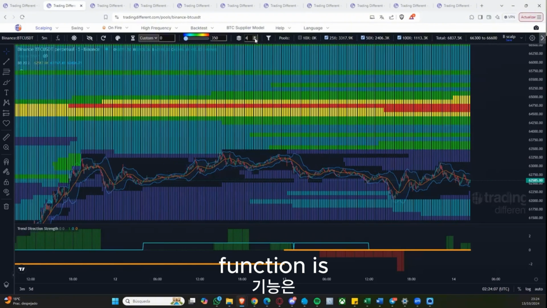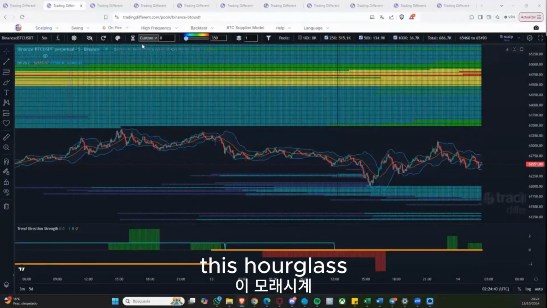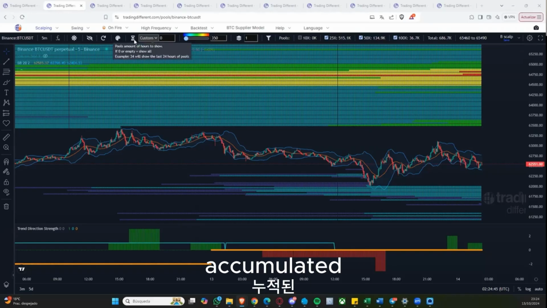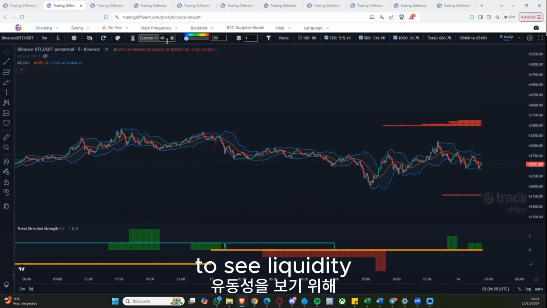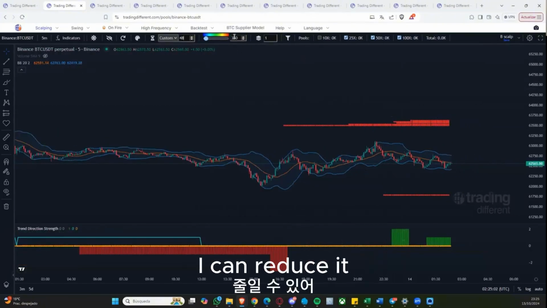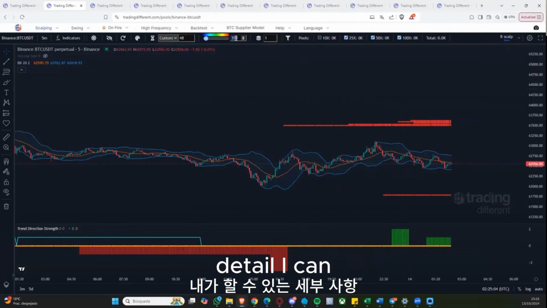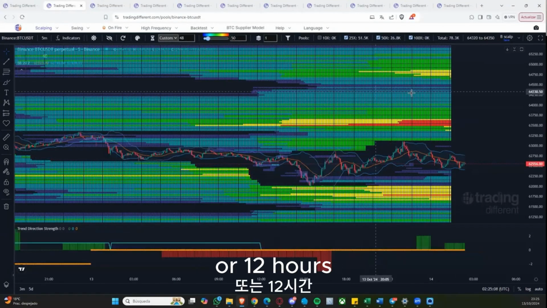Another important function is the hourglass, which practically allows us to choose the time. This hourglass shows the liquidity accumulated in the last hours that I define. For example, I can set it to see liquidity for the last 48 hours. If I have a high volume filter, I can reduce it to see more detail. I can also adjust to see liquidity over the last 24 or 12 hours.